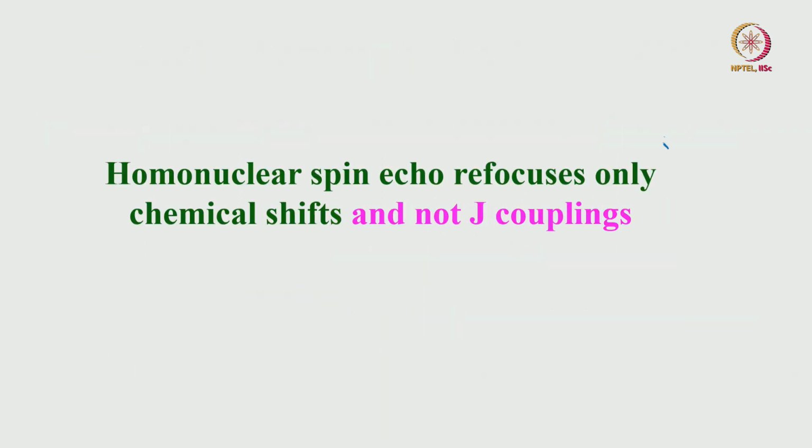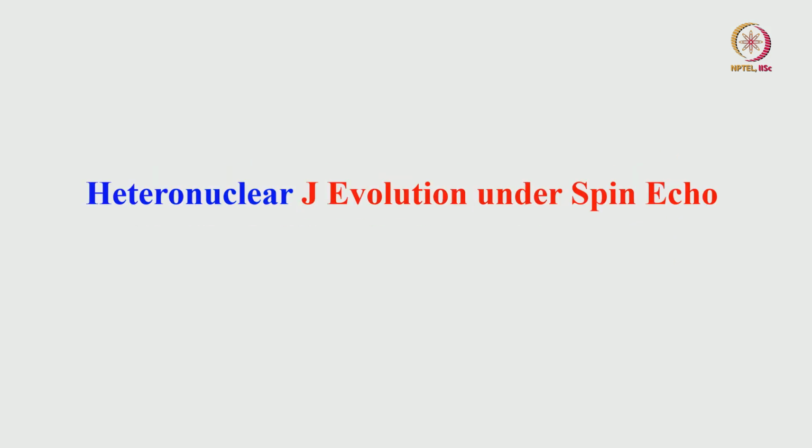Remember, a homonuclear spin echo refocuses only chemical shifts and not J couplings. Okay, this is for the homonuclear case.